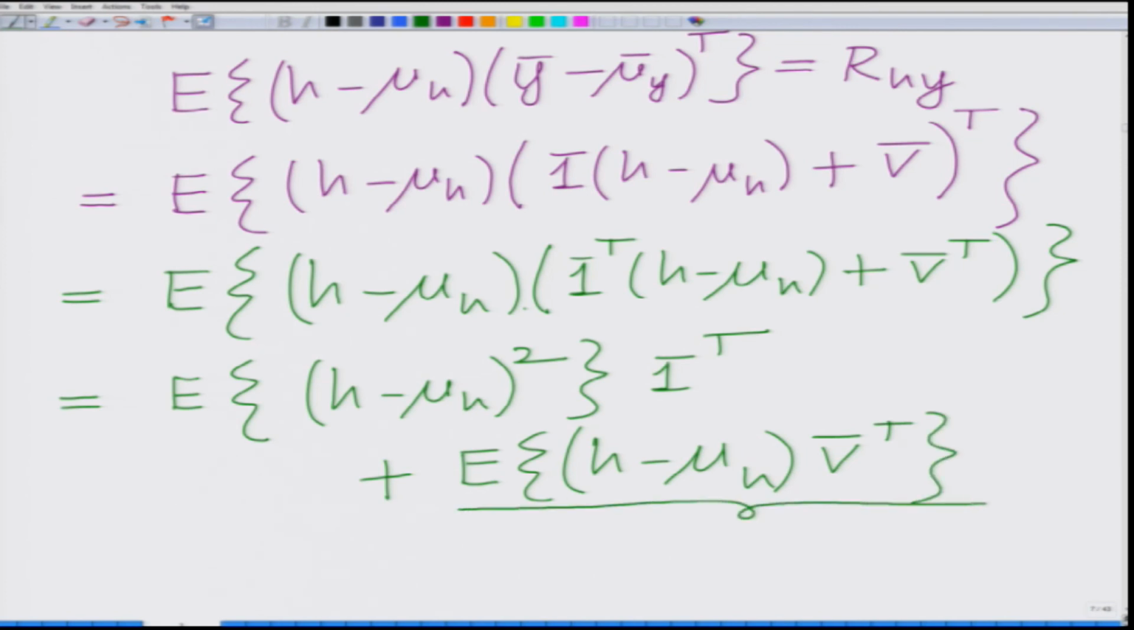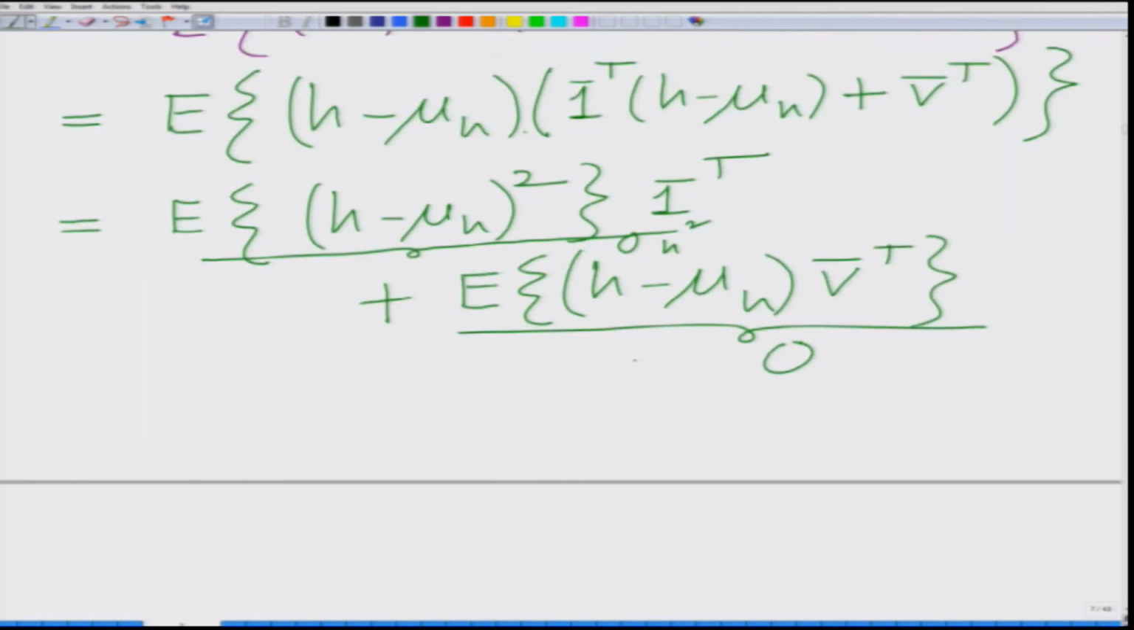We know the second term is equal to 0, because the noise and the parameter are uncorrelated, while the expected value of (h minus mu h) square is sigma h square. So, this net quantity is very simple again, nothing very complicated: it is sigma h square into 1 bar transpose, which is r h y.